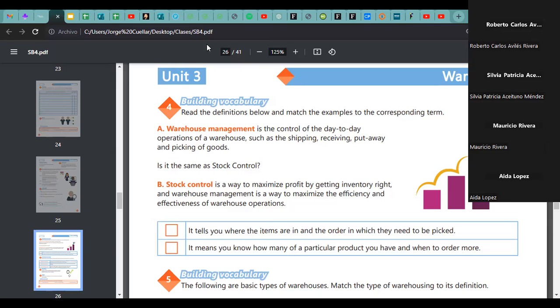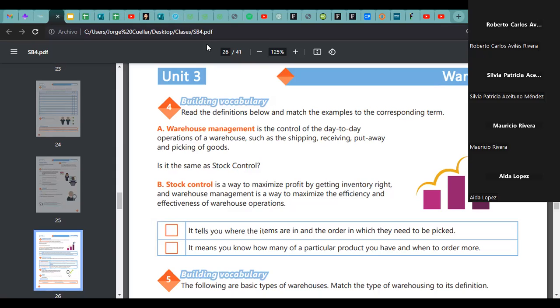Okay, so let's check, my friends. It says letter A. Warehouse management is the control of the day-to-day operations of warehouse, such as shipping, receiving, put away, and picking of goods. Is it the same as stock control? Stock control is a way to maximize profit by getting inventory right. And warehouse management is a way to maximize the efficiency and effectiveness of warehouse operations. So those are the letter A and the B.